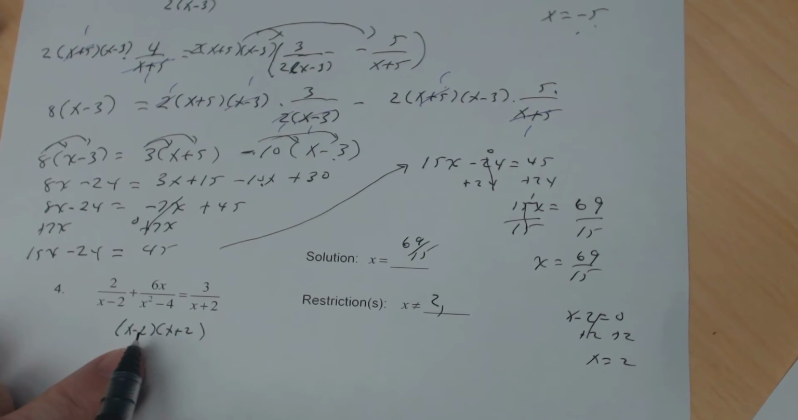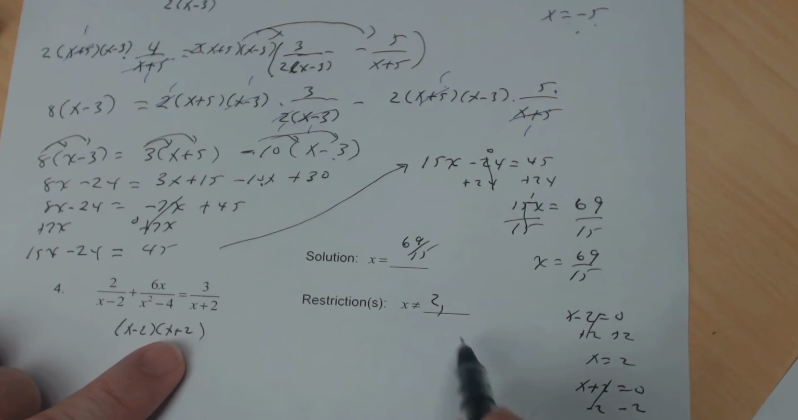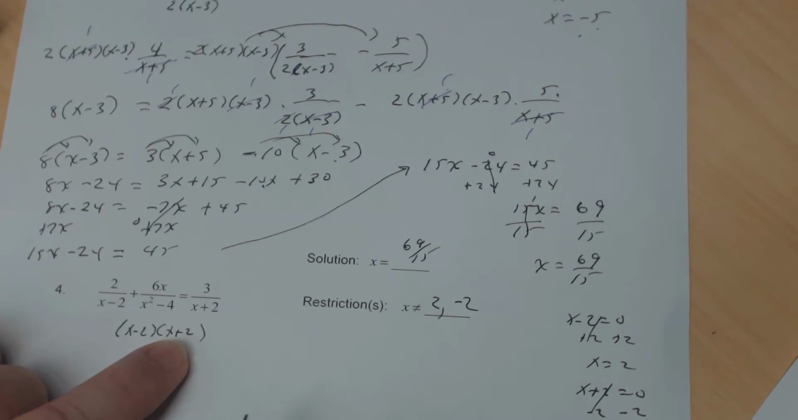Go to the next factor. The next factor is x minus 2. I've already used it. The next factor is x plus 2. When is x plus 2 equal to 0? Well, subtract 2 from both sides. X plus 2 is equal to 0 when x equals negative 2. So negative 2 is your other one. Go to the next factor. My next factor is in that third denominator.